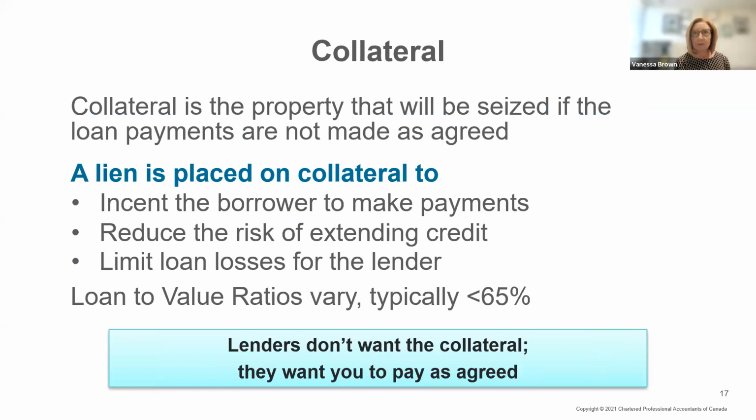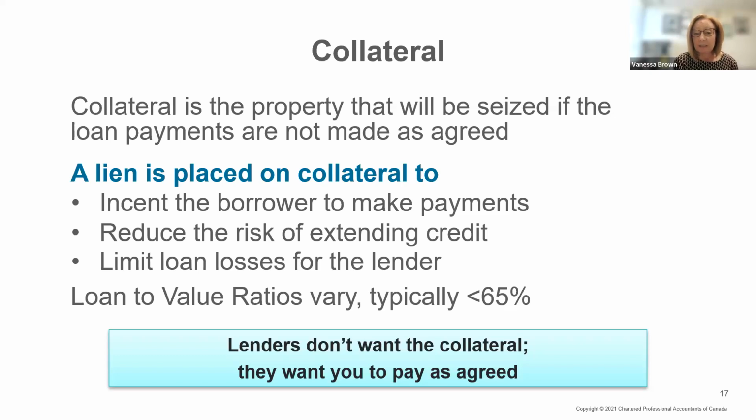The fourth C of credit is collateral. And collateral is the property that will be seized if the loan payments are not made as agreed. So a lien gets placed on the collateral to incentivize the borrower to make payments. So that they will register on the title of that property a lien so that you can't sell that to somebody else without first paying the bank back.